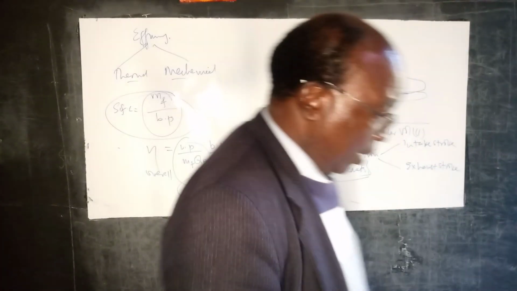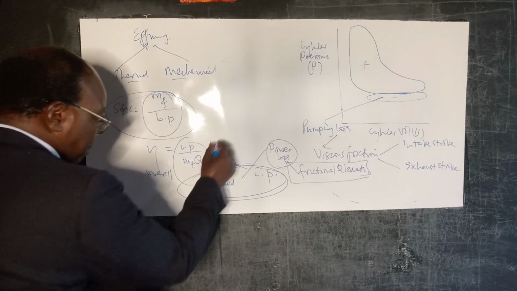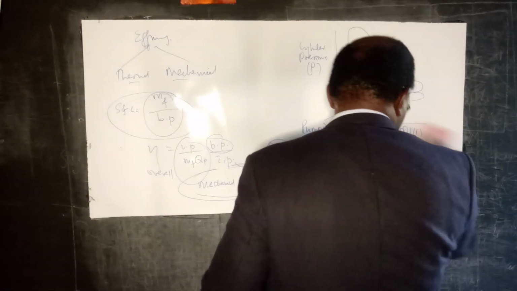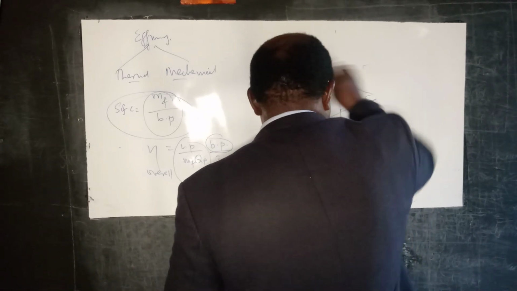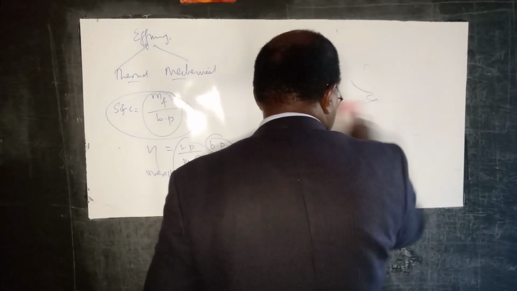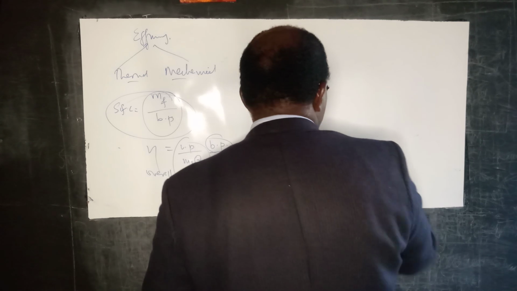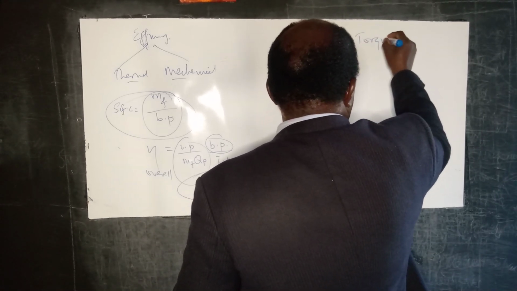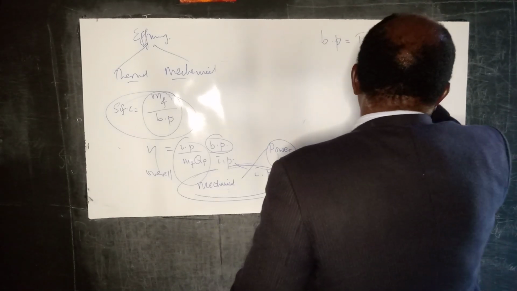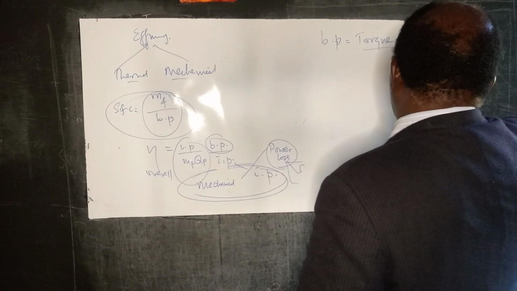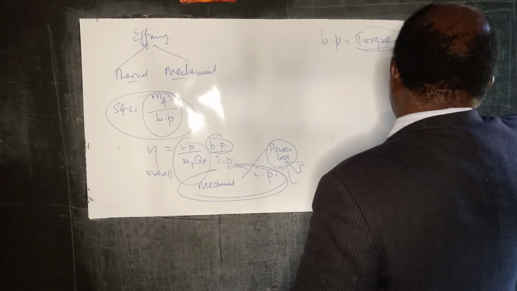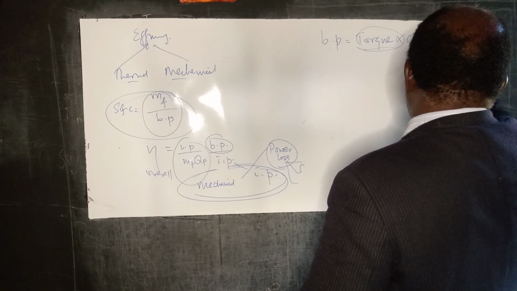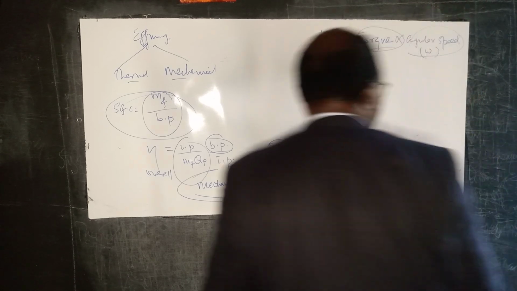Now, we have talked a lot about brake power. And it is important to know what this brake power is. Brake power is very simple. It's simply the torque times the angular speed, omega.